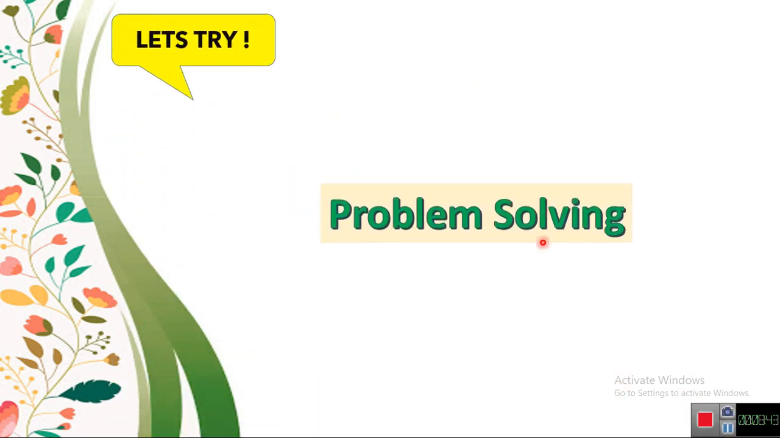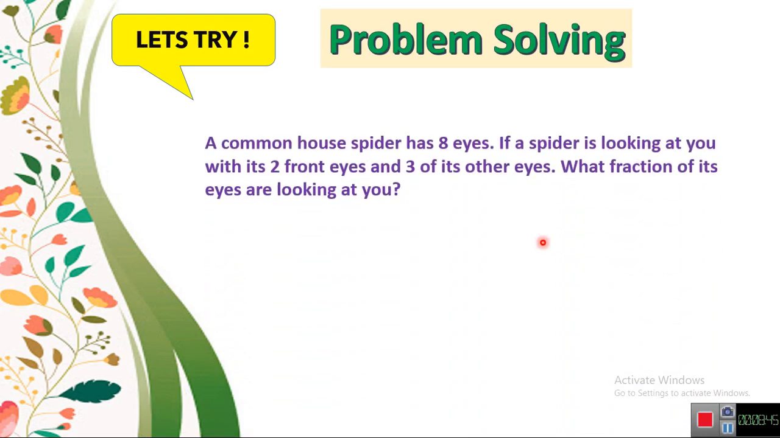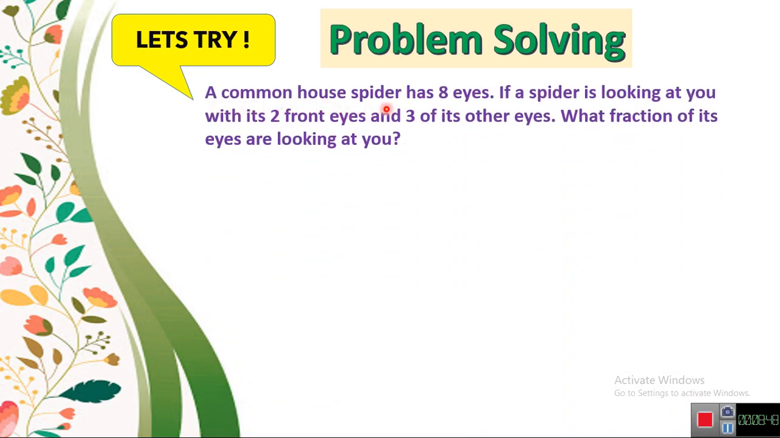Let's try this problem. A common house spider has 8 eyes. If a spider is looking at you with its 2 front eyes and 3 of its other eyes, what fraction of its eyes are looking at you? Oh my God, how many eyes does the spider have then? You know what's a common house spider? Have you seen it? Yes, for sure.